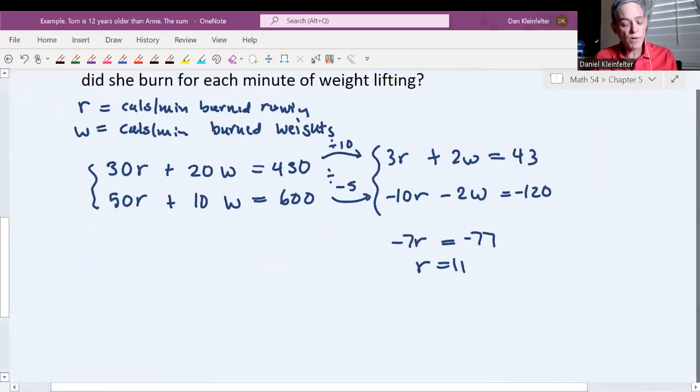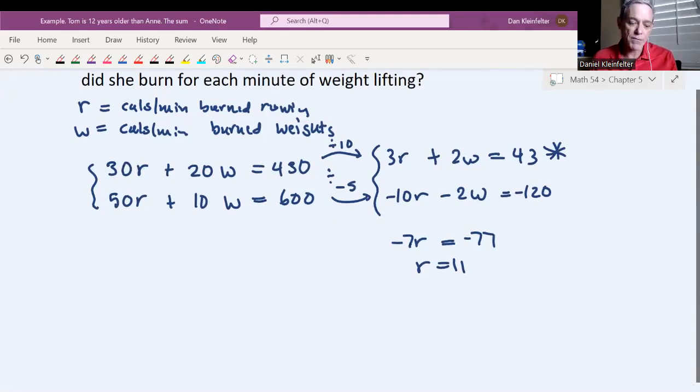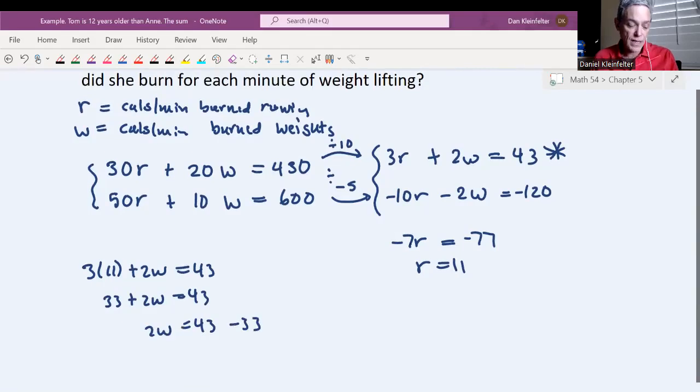Once we have the value for R, we'll need to go back and get a value for W. I would choose an equation that's got small numbers in it, but you can use any equation that has both variables. We'll use that upper one. 3R plus 2W is 43. So 3 times 11 plus 2W makes 43. 33 plus 2W is 43. 2W is 43 minus 33.